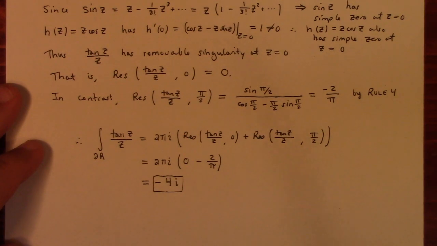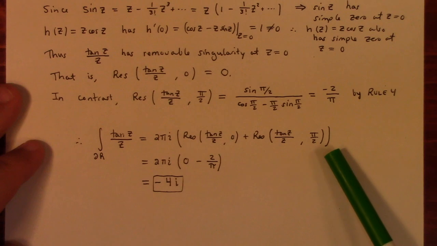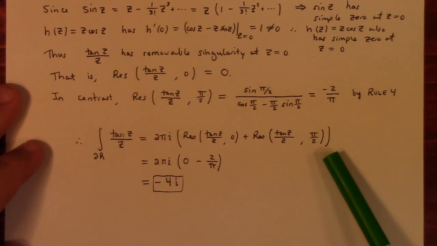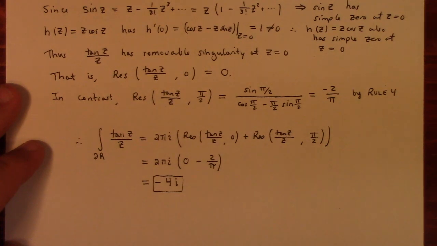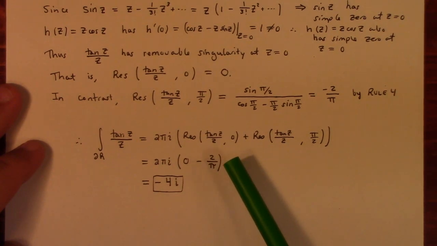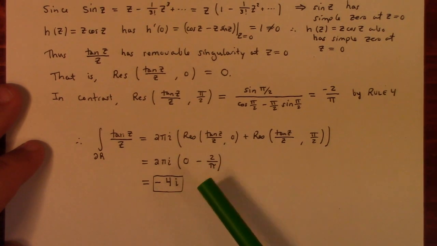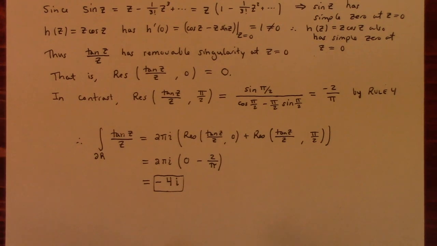And then over here, the residue of that was minus 2 over pi, so when you multiply these, the pi's cancel, and 2 times 2 is 4, and there's a minus, so minus 4i would be the answer. Alright, that's problem 2. Problem 3.